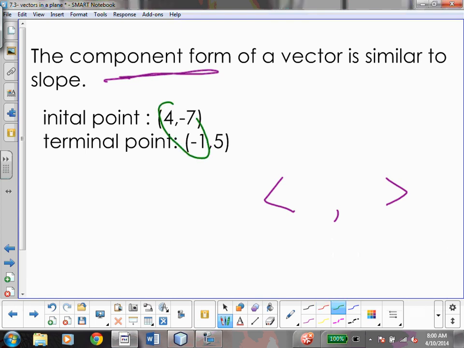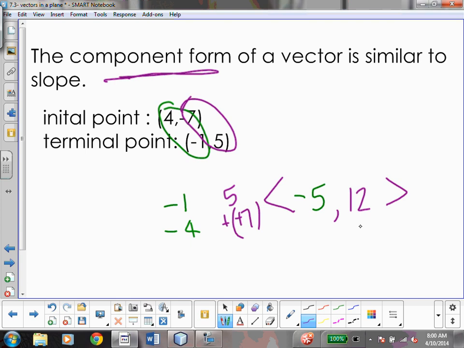So I'll start with the x values. I'll do negative 1 minus 4. So that would be negative 5. And now I'll cover the y values. Negative 5 minus negative 7, which would be plus 7. And negative 5 plus 7 would be 2. So this would be the direction of the vector. Down 5, or sorry, to the left 5 and up 2.